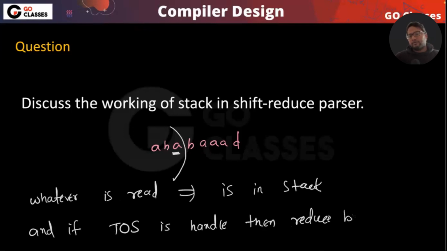Then reduce before consuming the next symbol. Now tell me, if this is A, B, A, B, A, D, let's suppose this AB is a handle, or maybe this B is a handle. At this point in time, should I shift it, or should I again check whether this B or maybe this AB is a handle? Should I again check, or should I shift it? Keep on checking.